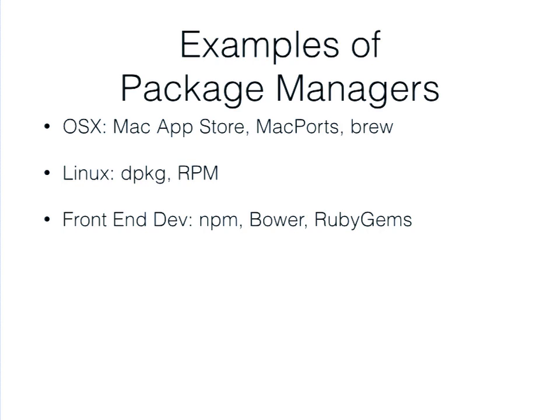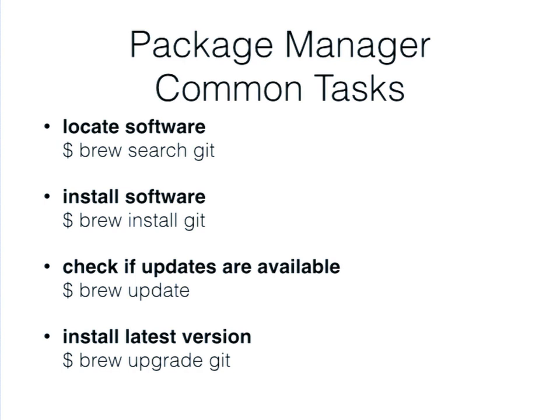And then finally, under front-end development, we've got the Node package manager, Bower, and Ruby Gems. So some common package manager tasks: locate the software, install the software, check if updates are available, and also get the latest version of a particular piece of software. And these same concepts are going to be repeatable for other package managers. Of course, the syntax will be a little bit different. Sometimes you'll have some double dashes thrown in there for fun. Turns out they're important if you need them.